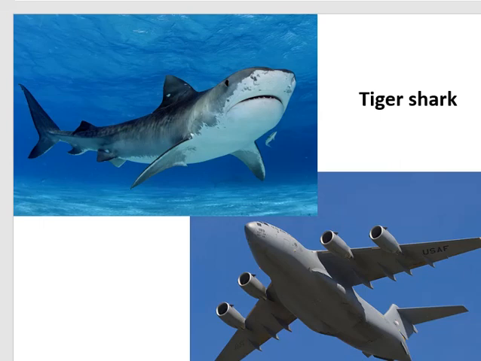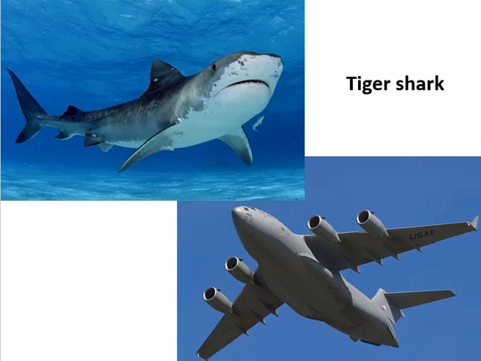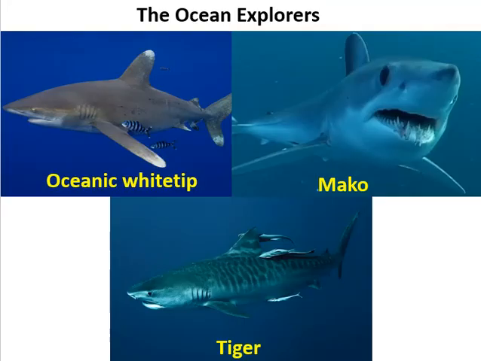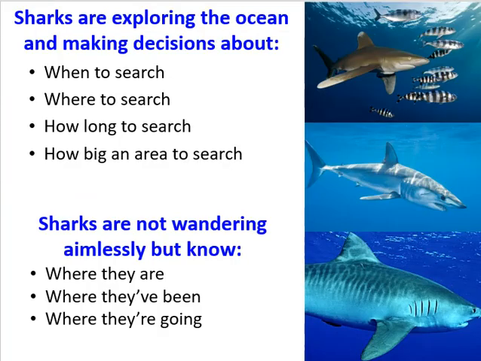So this is what the tiger shark is like. And in fact, if you compare the movements of these 3 different sharks, they're doing something very different. Tiger shark is doing something very different than the mako shark. The mako shark is doing something somewhat similar, but on a lot bigger scale and more influenced by seasons than the oceanic white-tip shark. So in general, some of the answers to these questions: the sharks are exploring the ocean.